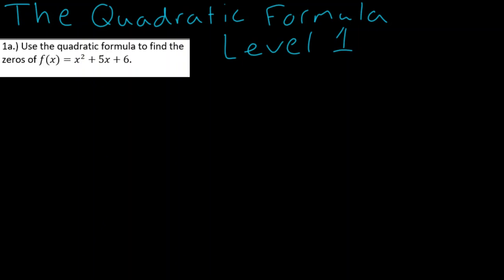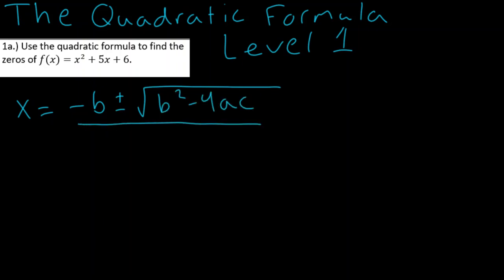Okay, so the first thing we want to know is, well, what is the quadratic formula? And it's this. X equals negative b plus or minus the square root of b squared minus 4ac all over 2a. And so when students see this for the first time, it really does seem like a lot. However, what I'm going to do is try and make this very manageable for you.